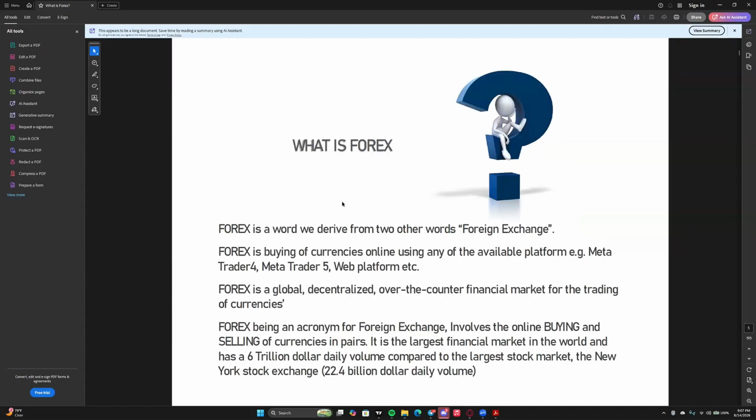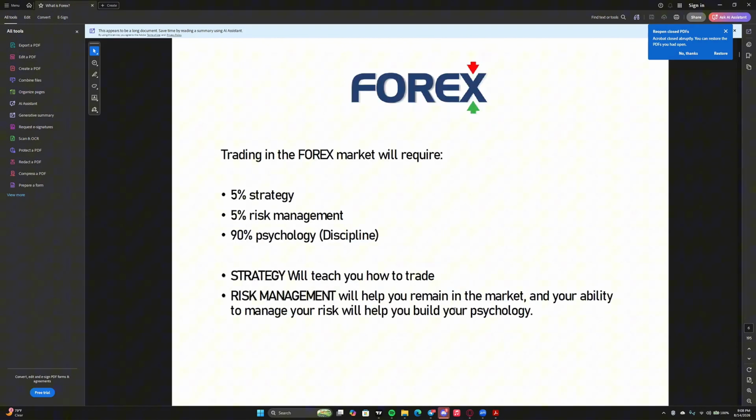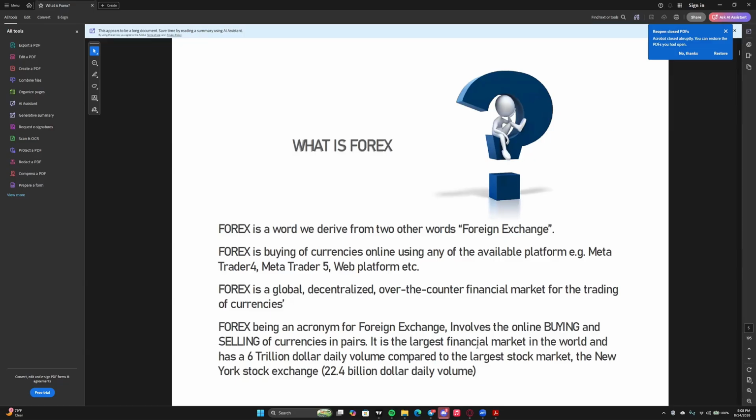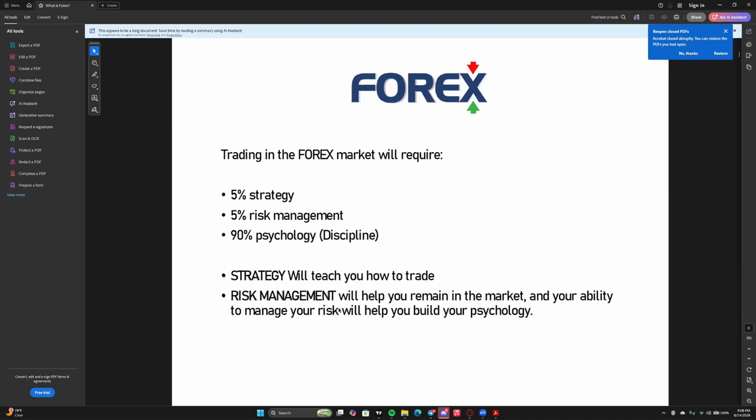So yesterday we learned what the forex market is. The forex market is a word derived from two other words: foreign exchange. Forex is buying of currencies online using any of the available platforms, like your MT5 or your TradingView. Forex is a global, decentralized, over-the-counter financial market for the trading of currencies. Being an acronym for foreign exchange, it involves the online buying and selling of currencies in pairs. It is the largest financial market in the world, with a $6 trillion daily volume, compared to the largest stock market, the New York Stock Exchange, at $22.4 billion.